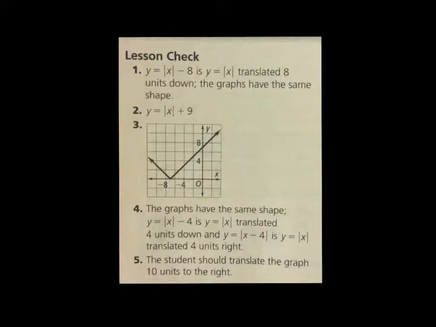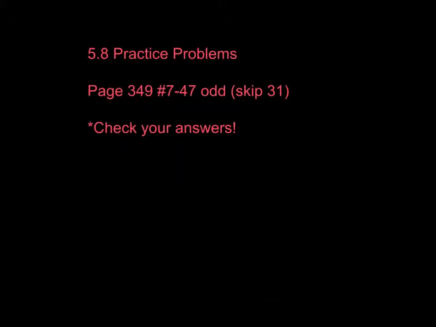practice exercises for 5.8. And here is your 5.8 assignment. So page 349, numbers 7 through 47, odds, skip 31. You don't have to do 31, and you're just doing the odds, and then check your answers in the back of the book. So 39 through 47, that's more of a review, just keeping your skills sharp. And this will take a little bit of time because you have to graph a lot of these, but you'll do great. You'll be fine.